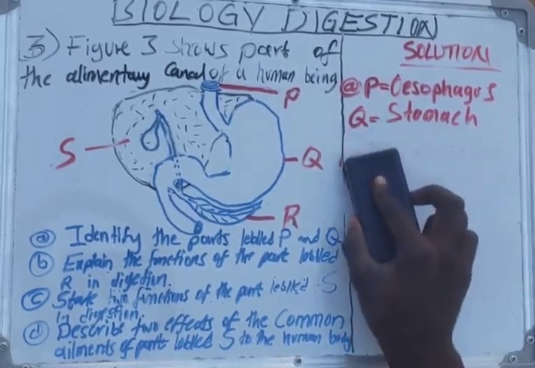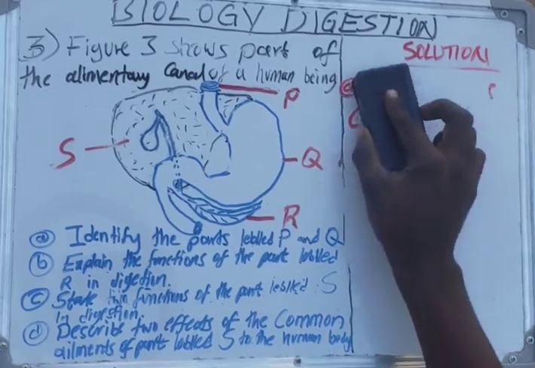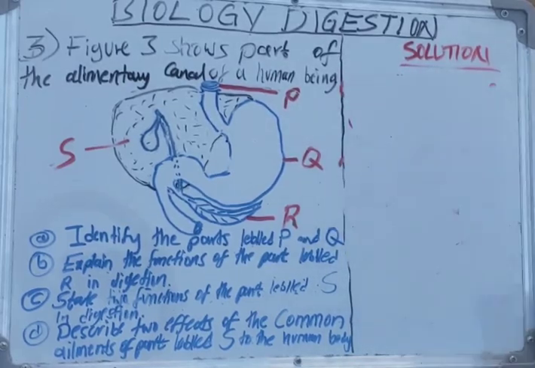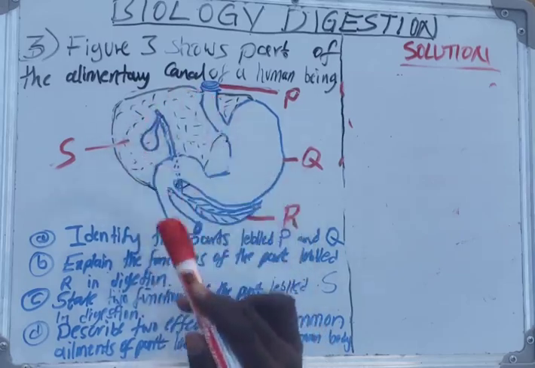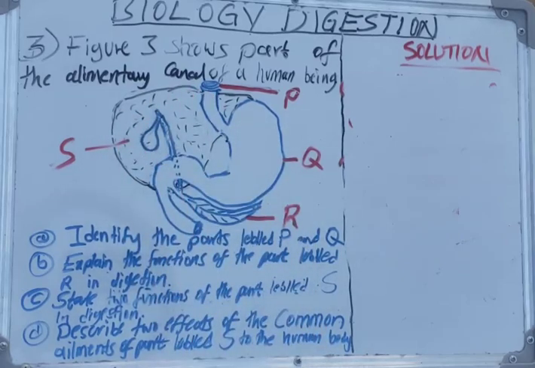All right, let's look at the next question. The next question, which is C, reads, state two functions of the part labeled S. So they want us to identify and to state two functions of the part labeled S. So here is S, and the part S is no other than the liver. So they want us to explain or to state two functions of the liver.